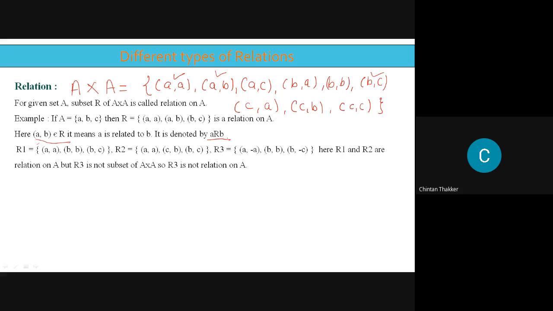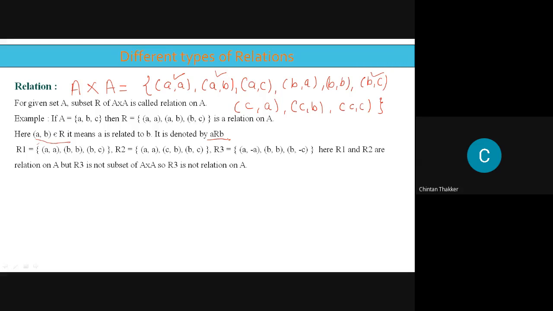Similarly, this is for two sets also. If sets A and B are given, then a relation between A and B means a subset of A cross B. A subset of A cross B is called a relation between set A and set B. But for this chapter, we require the relation on a set itself, so we discuss A cross A only here.